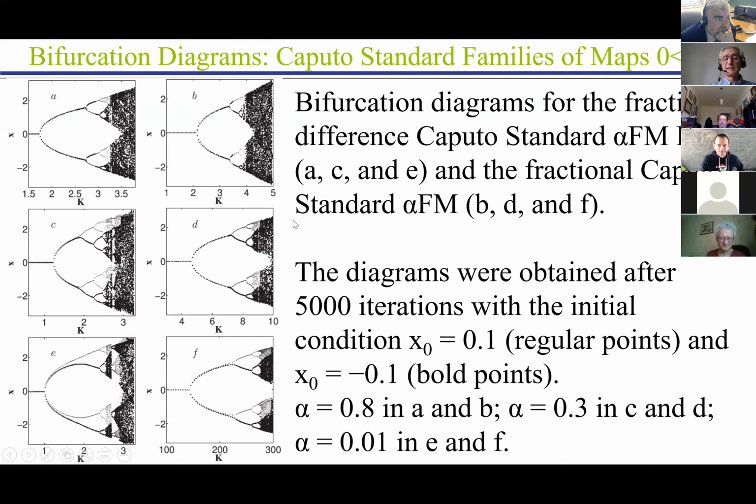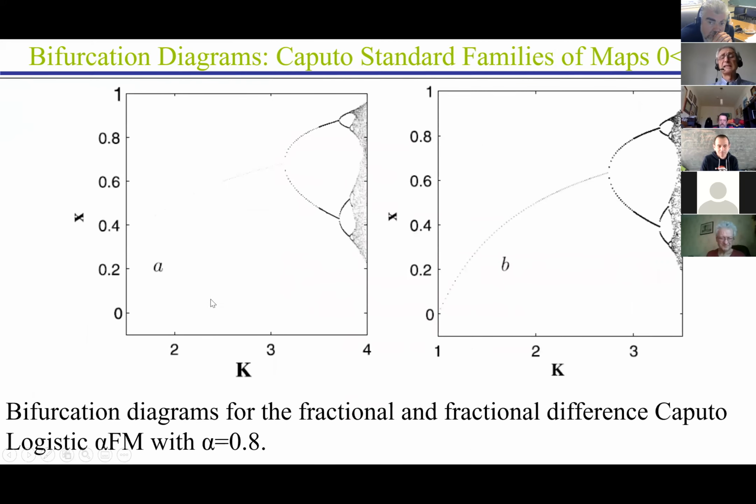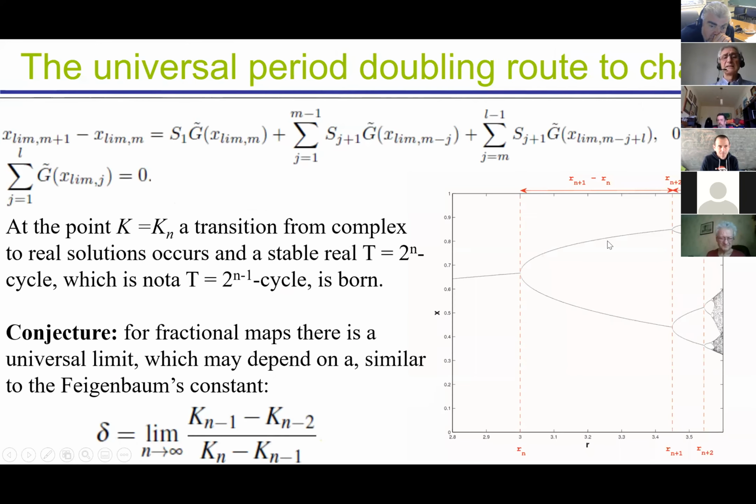And here are alpha 0.3 cases, fractional and fractional difference standard maps for alpha 0.8, 0.3 for very small alpha, but they look like regular bifurcation diagrams. It's for the standard map. Here are bifurcation diagrams for the logistic map, and they again look like regular bifurcation diagrams. Now, this is the property of regular bifurcation diagrams.